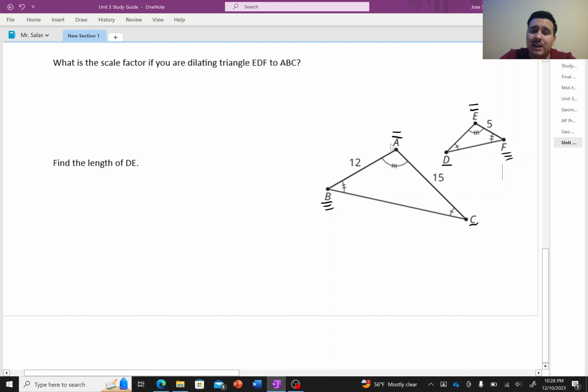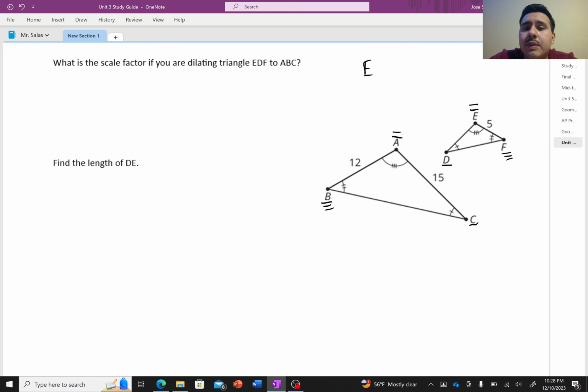So we're trying to find the scale factor. In order for us to find the scale factor, remember, I have to know which direction I'm going. I'm going from EDF to ABC. So that means I'm going from the little triangle to the big triangle. So since I'm trying to end up with a big triangle, my scale factor has to be bigger than 1, right? So I see that the 12 and the 5 are actually on corresponding sides. So that means I'm going to have to take 12 divided by 5 if I want to go from EDF to ABC.